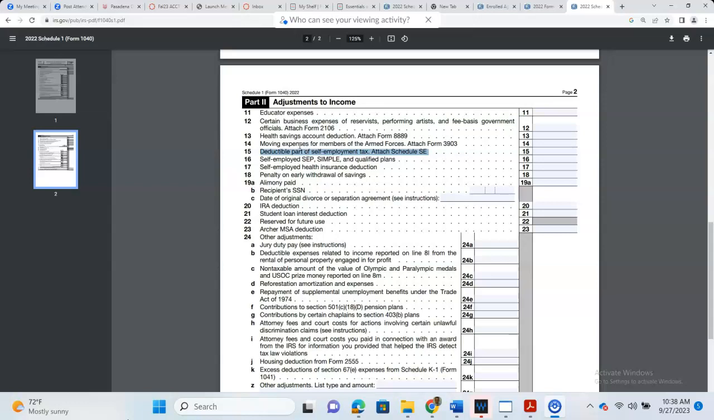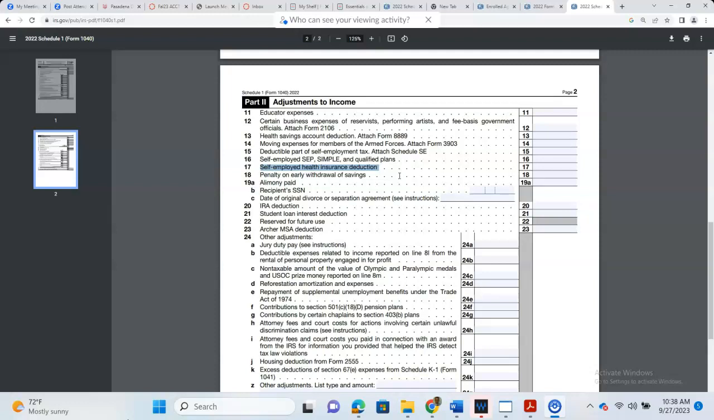That's what it is. So I'm not looking at that one. I'm looking at line 17 right now. Okay, line 17 is the one that I really want to emphasize. That is the self-employed health insurance deduction. So I want you to be careful and listen carefully.